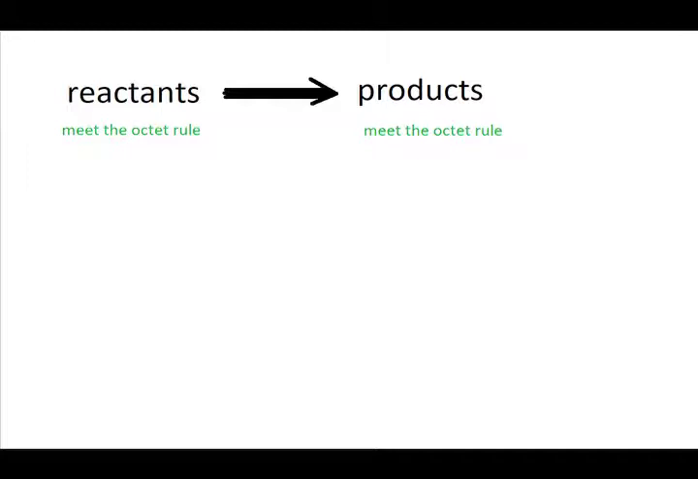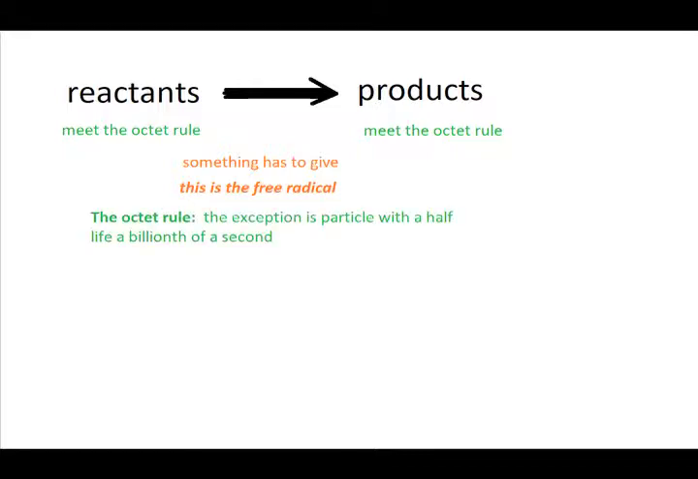But to go from the reactants stable under one energy configuration to the products stable under a different energy consideration, something has to give, and this is where the free radical comes in. The free radical is a violation of the octet rule. They tell us that the life expectancy of a free radical is about a billionth of a second. So there's the octet rule, and the exception is a particle that has a half-life of a billionth of a second. That's a billionth with a B.